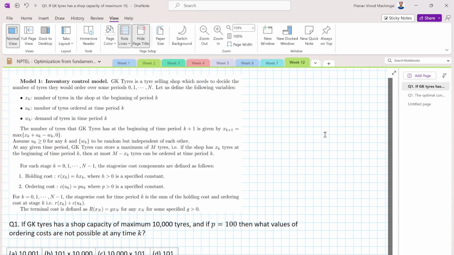So I think Professor Kulkarni is from the Systems and Control department at IIT Bombay. So I guess that's why he has included this subject in the optimization course. So we'll discuss some problems from this.